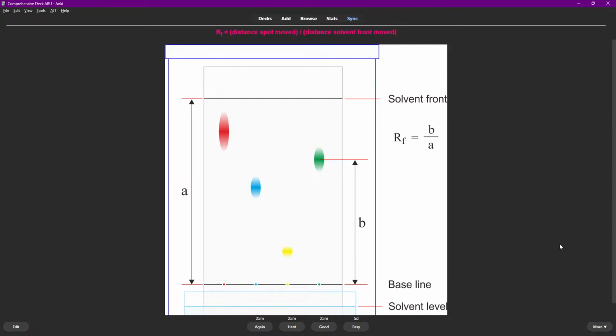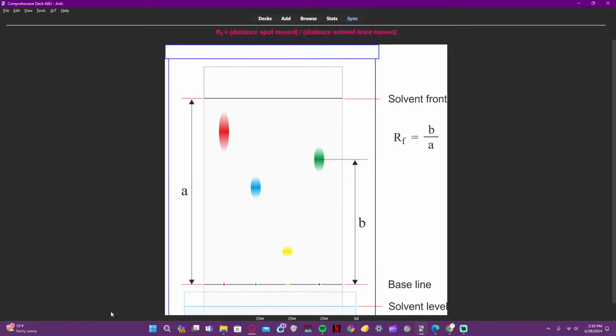Rf is the separation distance, so the distance over the distance of the solvent. I wonder if it actually stands for that. So you do distance divided by solvent front. Say this dot is 2 centimeters and the solvent went 10. So it'd be 0.2.